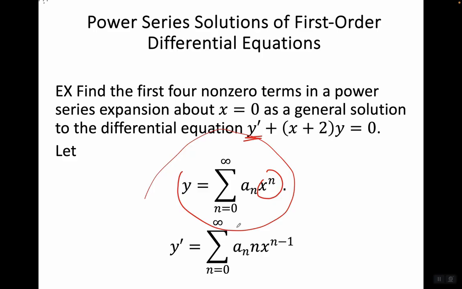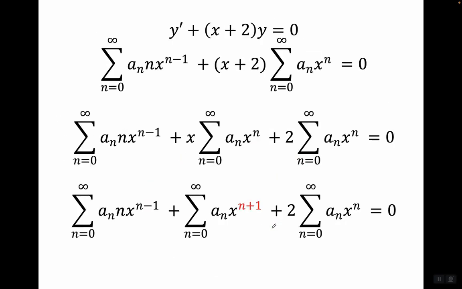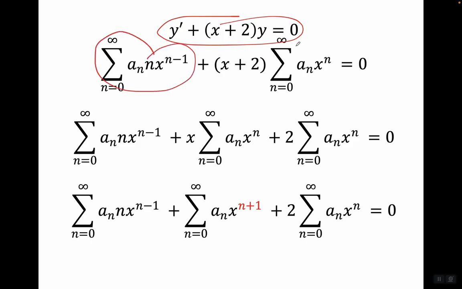We end up with y prime equals the sum as n goes from 0 to infinity of a sub n, n x to the n minus 1. That's just going to be the derivative of x to the n. So here's our differential equation. Let's plug in what we had on the previous slide. This was the expression for y prime, and this was the expression for y.